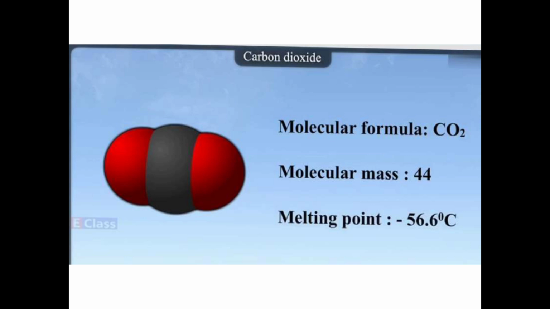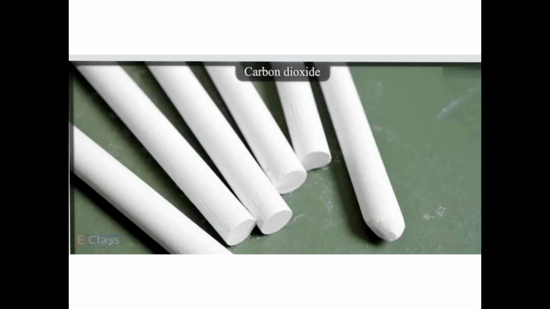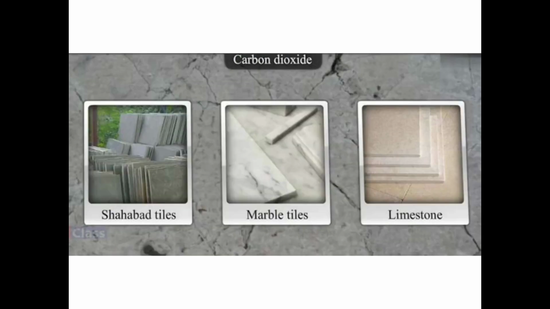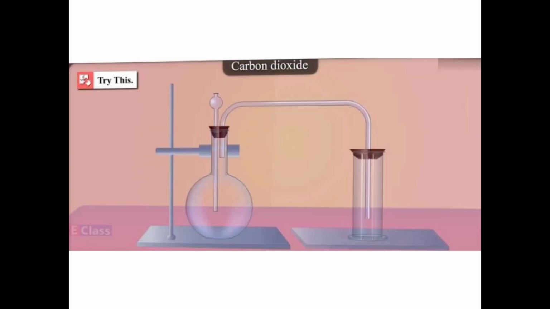We have already seen that carbon dioxide has molecular mass 44 and melting point minus 56.6. It is present in chalk, in Sahabadi tiles, in marble, and in limestone. When you do any type of combustion of fossil fuel, you are going to get it.